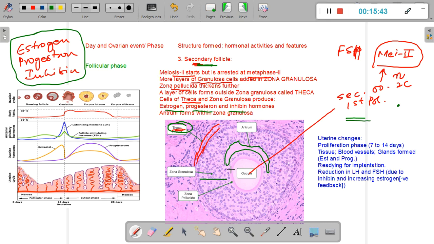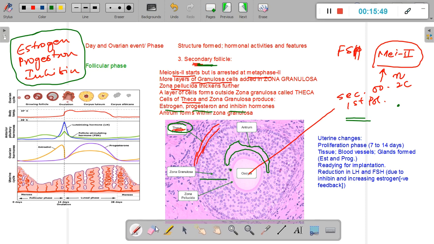We only have two. So let's draw a polar body somewhere here, right? Not outside. We should draw it on the inside of the zona pellucida. Let's draw it here. So it is somewhere here, the polar body, and the oocyte is somewhere here, right?